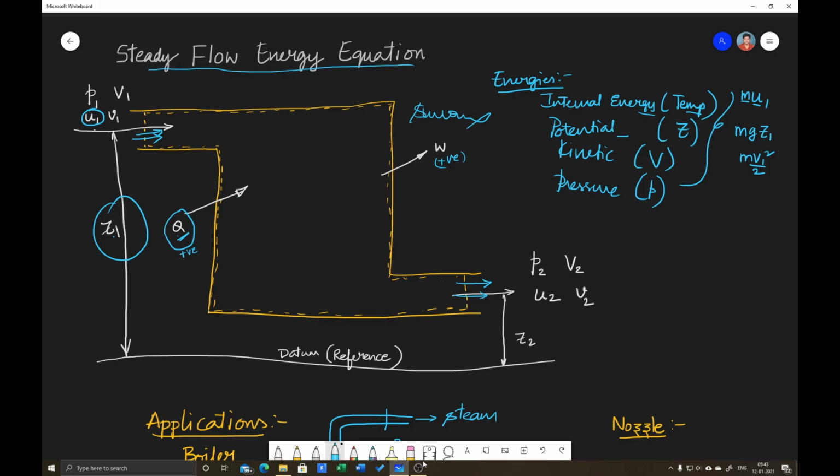And due to pressure energy, pressure energy is nothing but flow energy. So the term for flow energy is P into V. We are taking specific volume, P1 V1. So mass into P1 into V1. M into V is the full volume. Okay. So by adding these four terms, we are getting the energy at the inlet and the same will be added at the exit.